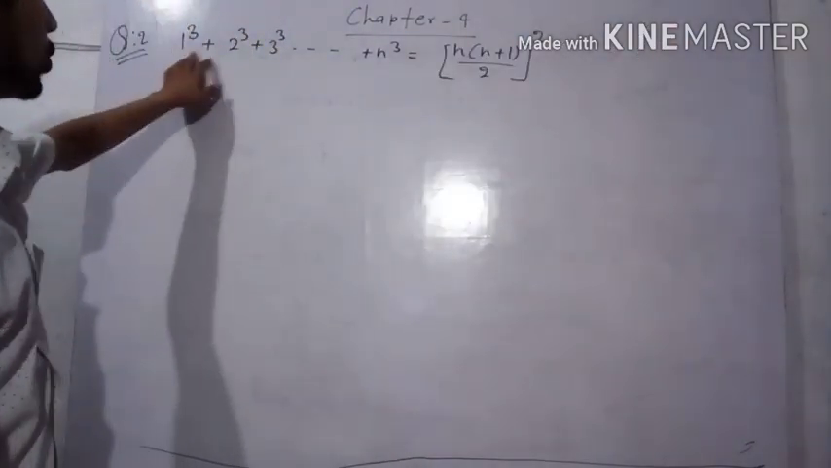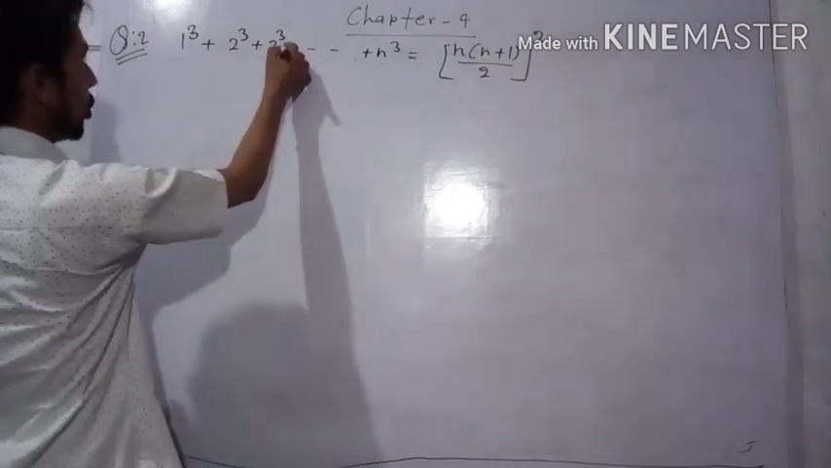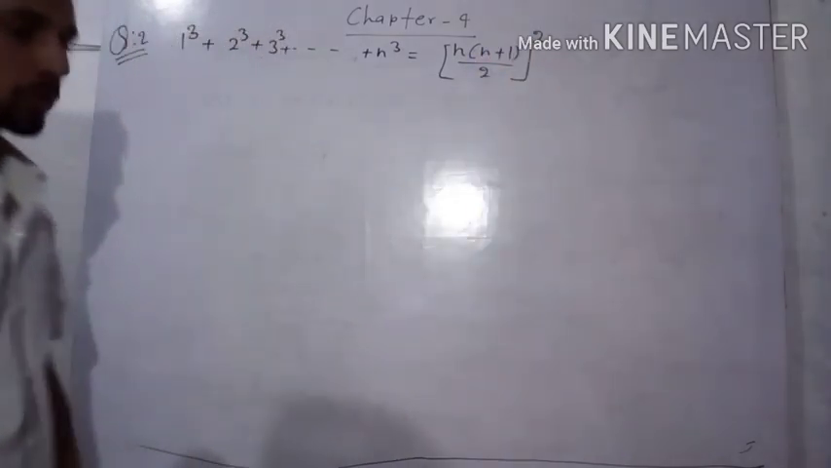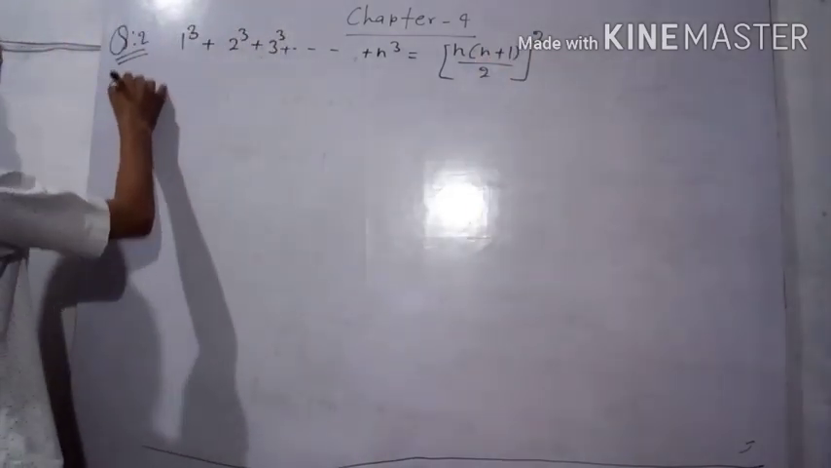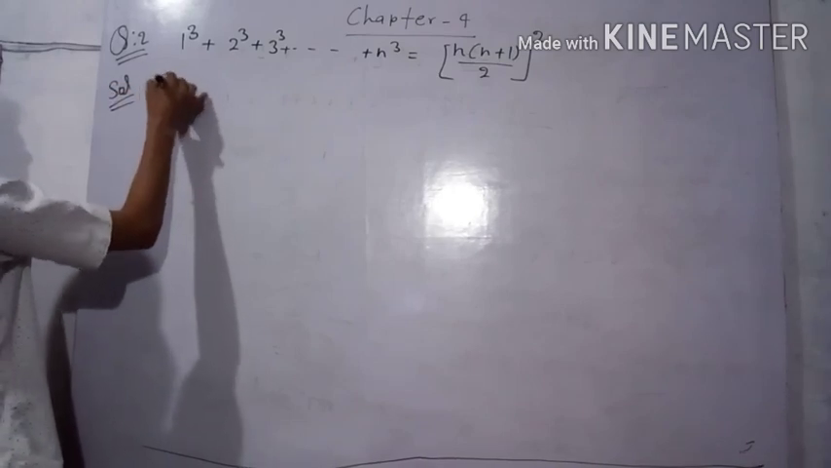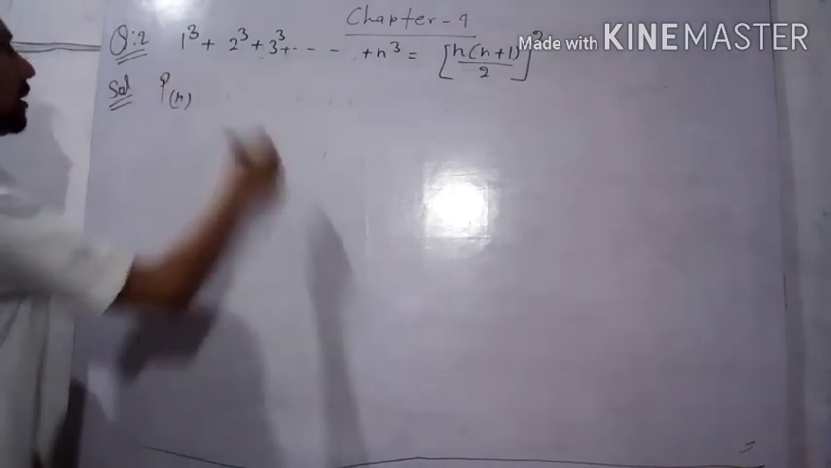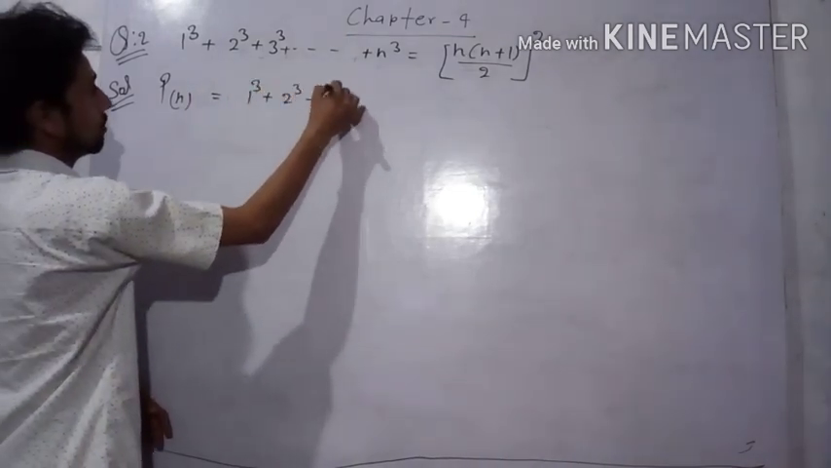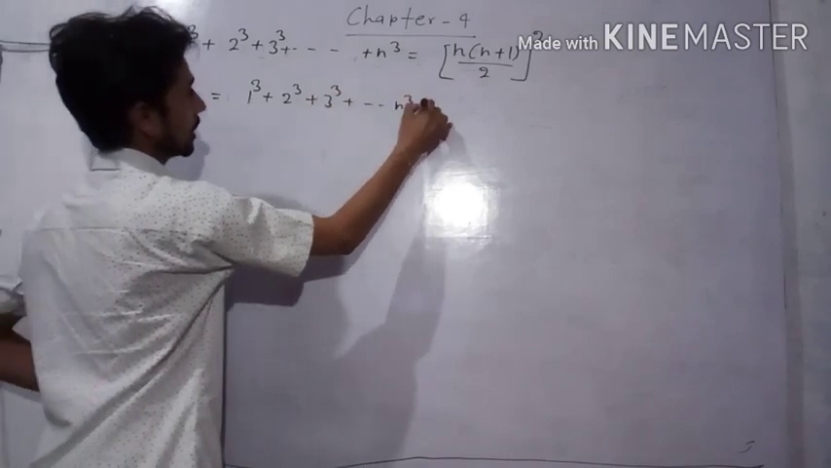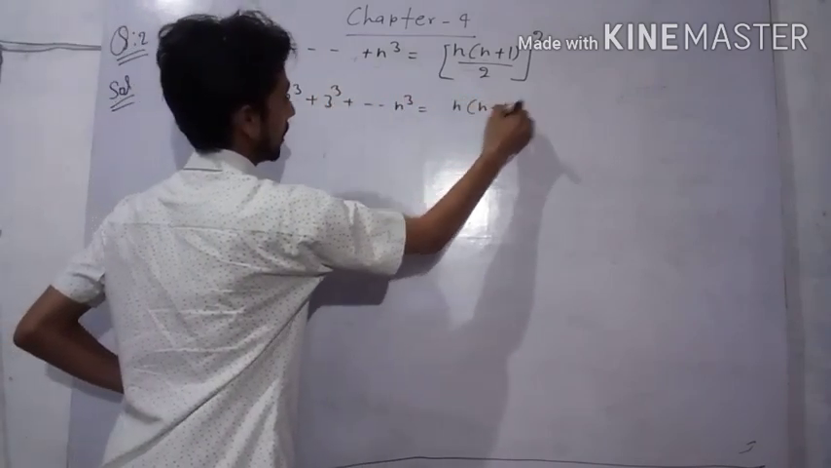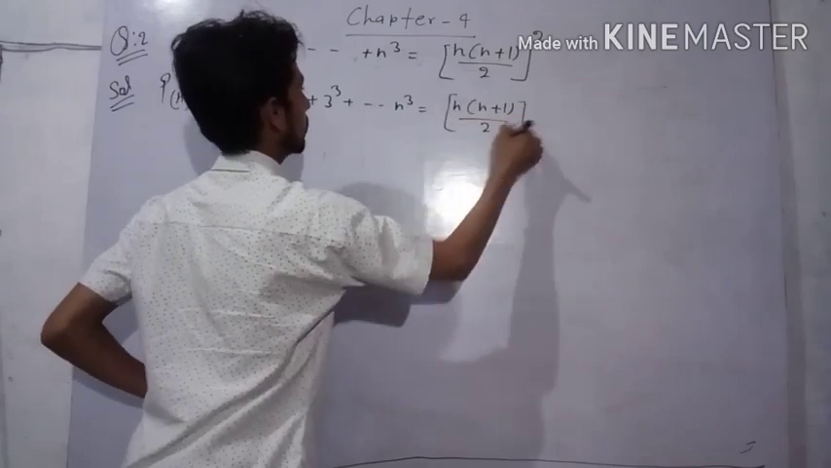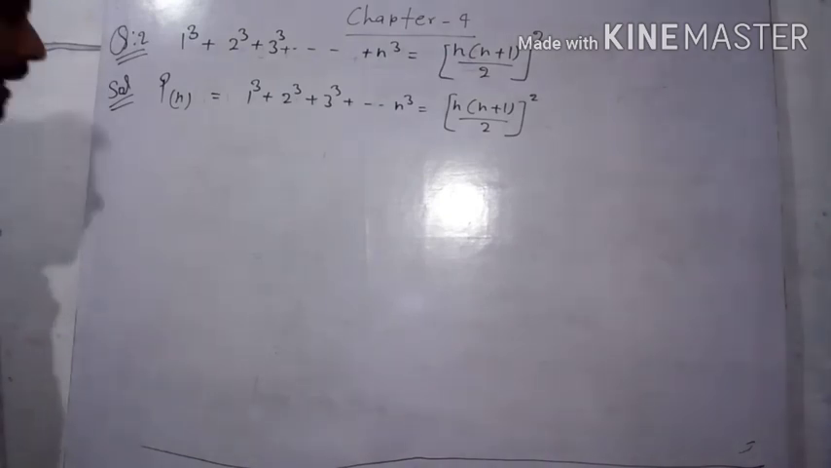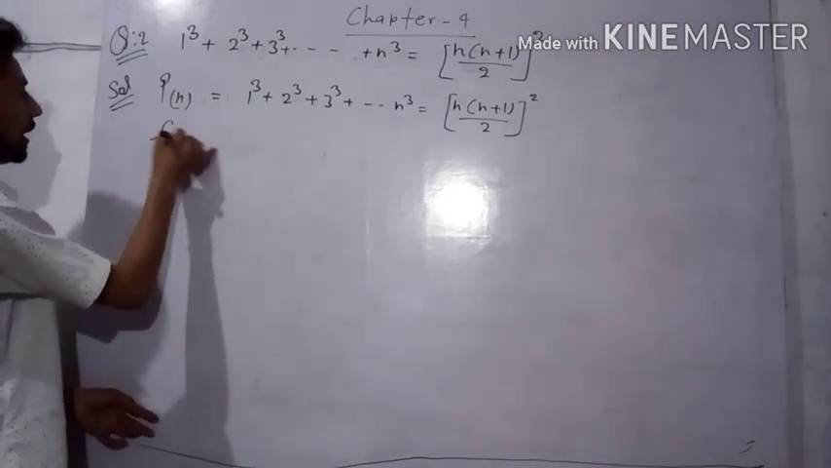Second question: 1 cube plus 2 cube plus 3 cube plus dot dot dot n cube is equal to n into n plus 1 upon 2 whole square. So the solution is, first we consider Pn: 1 cube plus 2 cube plus 3 cube dot dot dot n cube is equal to n into n plus 1 upon 2 whole square. First of all we have to prove that it is true for n equals to 1.